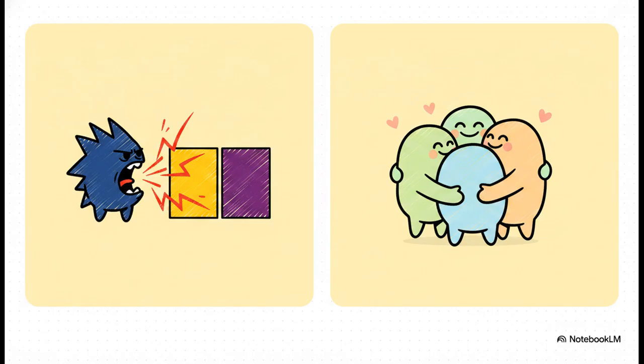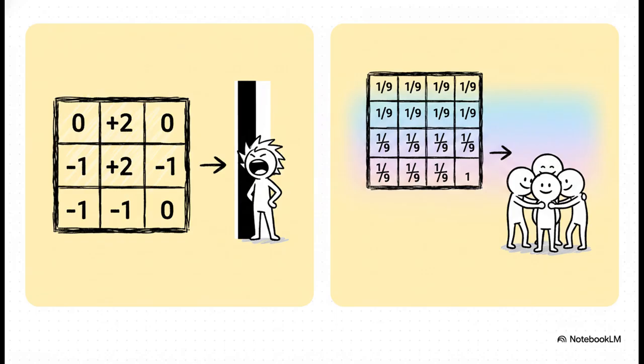And what's really cool is that you can actually guess a filter's personality with one super simple trick. Just add up all the numbers inside it. Seriously. If they all add up to 0, it's a yelling filter. It's built to detect change. If it looks at a patch of the same color, its output is just 0 or black. But if the numbers add up to 1, it's a hugging filter.